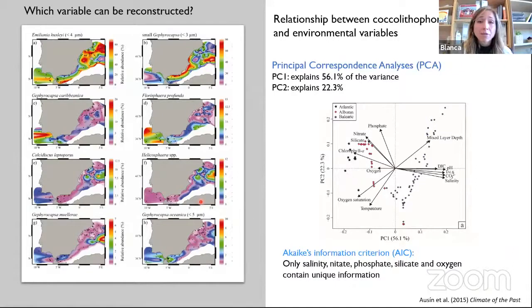For this, we apply a principal component analysis, including all the environmental variables that could explain coccolithophore distribution in the modern training set. You can see the results here. At first, we would need to identify the variables that explain the variance in the coccolithophore training set independently. In other words, we want to exclude collinear variables because they introduce redundant information and complicate the interpretation of the analysis. For example, here, we can see that all these gradients are correlated. So for this, we applied the statistical analysis called the Akaike information criterion, which was used to identify the minimum number of variables that, being statistically significant, explain the maximum variation in the modern coccolithophore assemblage. These were salinity, nitrate, phosphate, silicate, and oxygen.